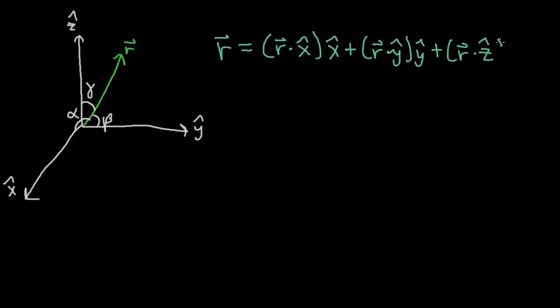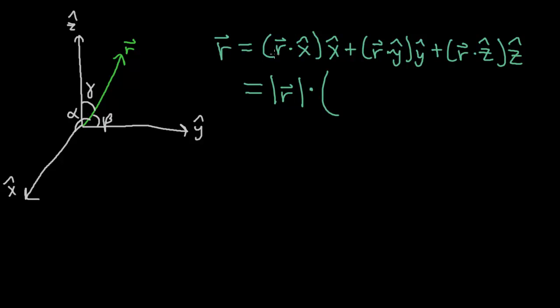So this is just the standard decomposition of a vector into its components along the three coordinate axes. Remember, the dot product gives you this component because the dot product of r with x hat is the magnitude of r times the magnitude of x hat times the cosine of the angle between them. But the magnitude of x hat is 1 since it's a unit vector, and the magnitude of r we can just write with this magnitude of r symbol. So I'm pulling out this magnitude of r from each of the three terms.